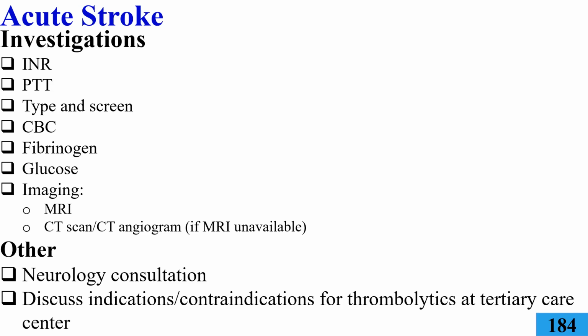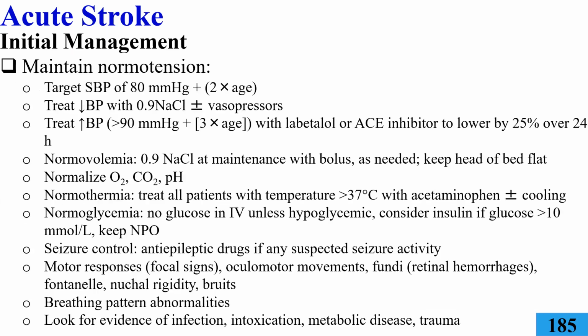In the investigation, looking for the cause, we use the INR. Do you know what INR is? International Normalized Ratio. Correct. So INR, PTT. We also need the blood group, CBC, fibrinogen, glucose, imaging, and neurological consultation, and we might need thrombolytic agents. Usually when we start, we should be ready in a tertiary center.